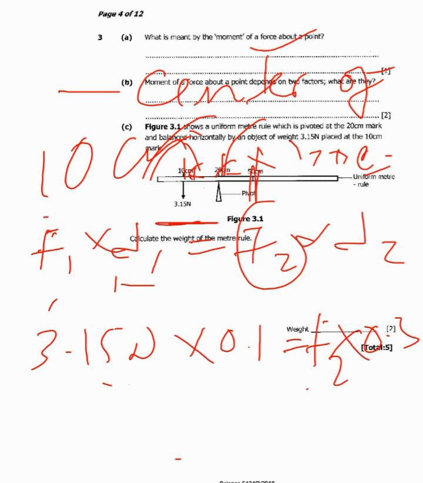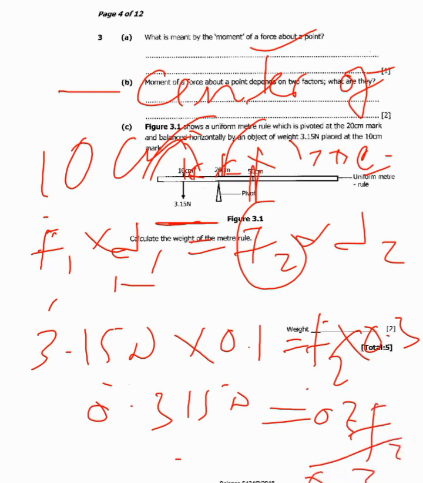When we multiply 3.15 newtons times 0.1, we are going to have 0.315 newton-meters, which is equal to 0.3 F2. So we divide by 0.3 on this side, and also on the other side we divide by 0.3. The 0.3 and the 0.3 will cancel, and we're going to remain with F2 on the other side. So we find the value of F2 by dividing 0.315 by 0.3.